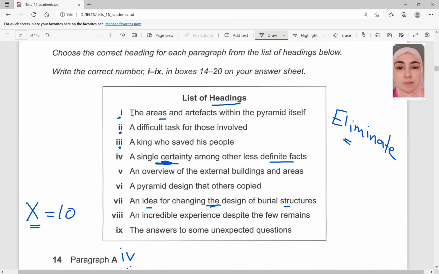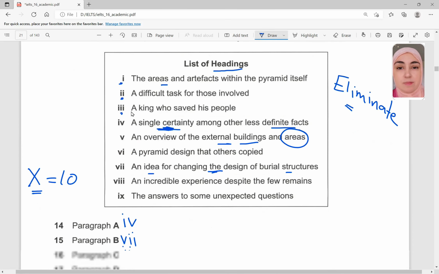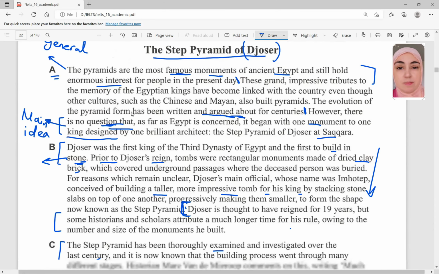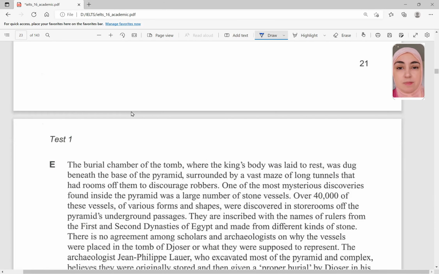okay, I can think of choosing number 5, an overview of the external buildings and areas, right? They talk about the buildings and the areas, right? So that would be probably the closest one, because they did mention measurements and areas and meters and so on. Now let's move to paragraph E and see what happens here.